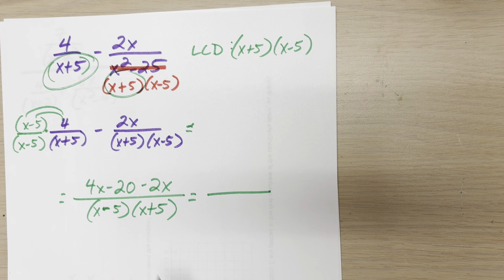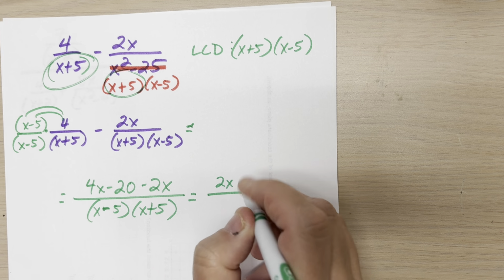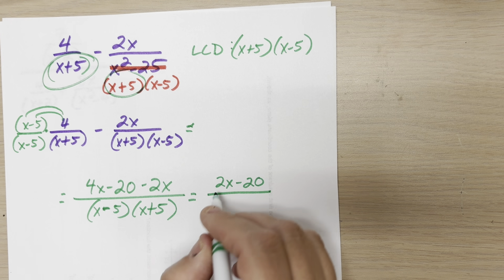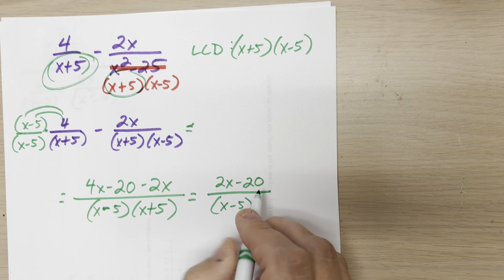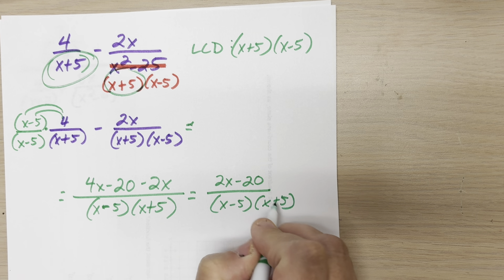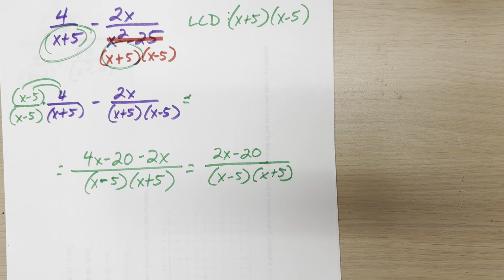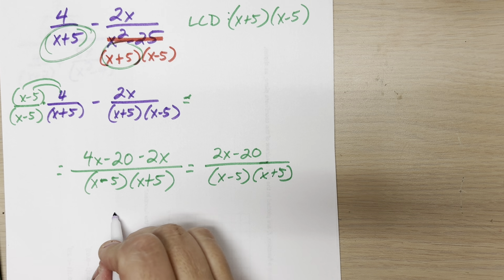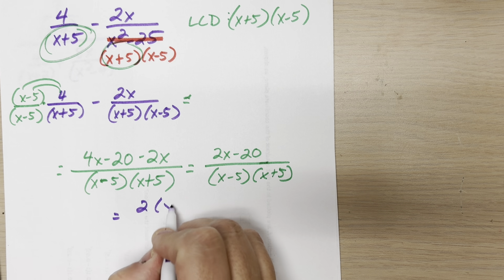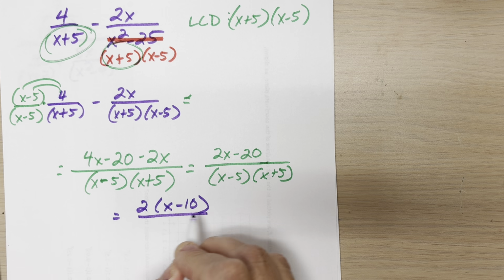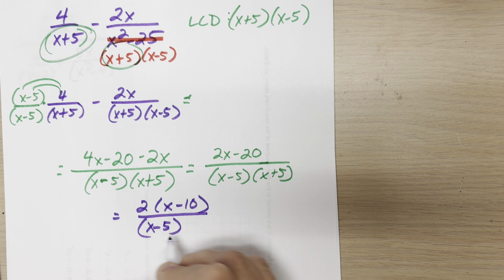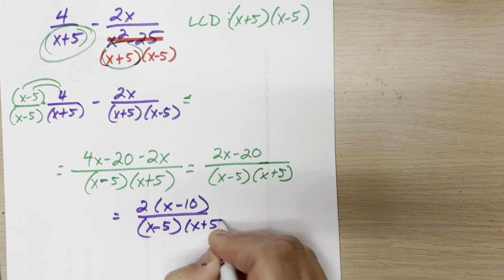Let's combine like terms next. So I have 4x minus 2x. That's 2x minus 20. Again, over this whole thing. Okay. And finally, at the end, I'm going to factor a 2 out. 2 times (x minus 10) over (x minus 5)(x plus 5). And that's really all I can do.